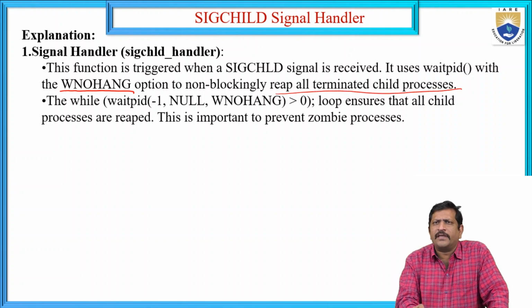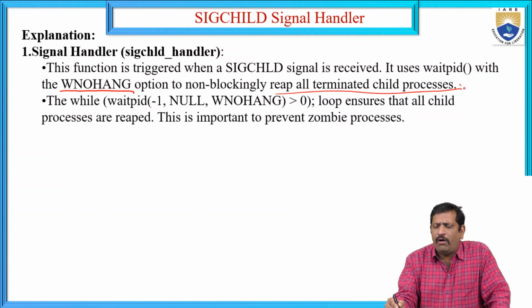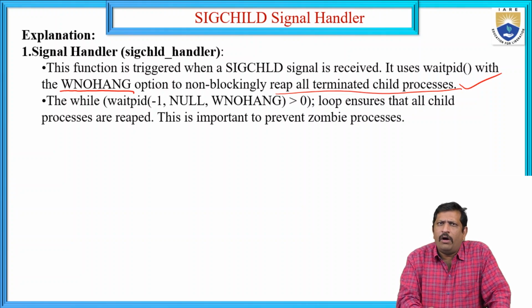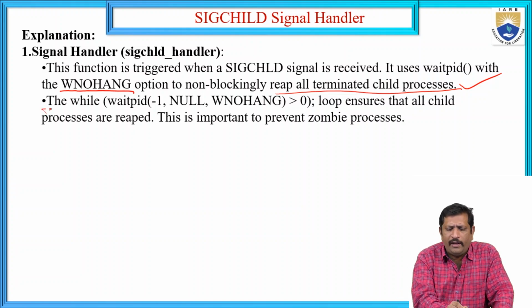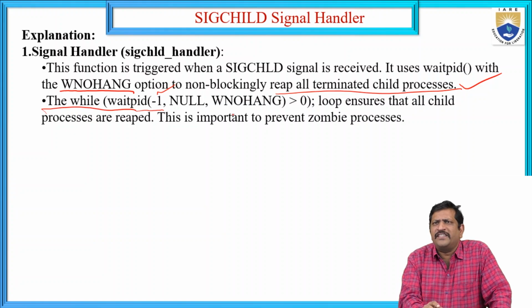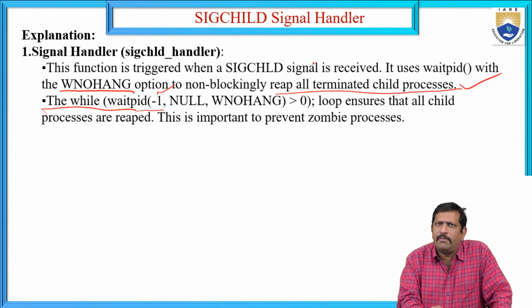WNOHANG option can be considered to wait for all terminated children of the process. When all child processes are terminated, whenever the task is completed, then all child processes will be terminated. If waitpid equals -1, that is an error. waitpid equal to -1 means that no signal is received by the client, by the computer program.